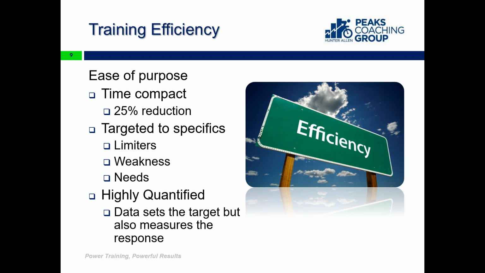Finally, the training efficiency improvement is that these things are highly quantified. We can put numbers to it. We can track improvement in performance. If I can do my 20 minutes at 150 beats right now at 250 watts, and then 3 weeks from now, it's 260 watts at 150 beats, I've improved. It's highly quantified training where you can see the results.